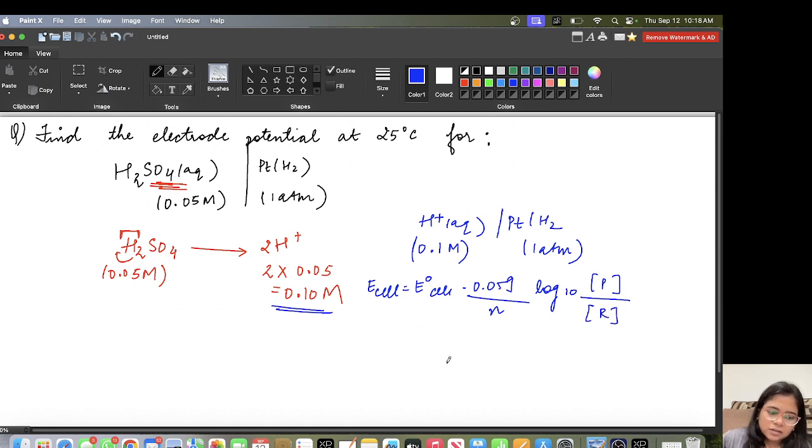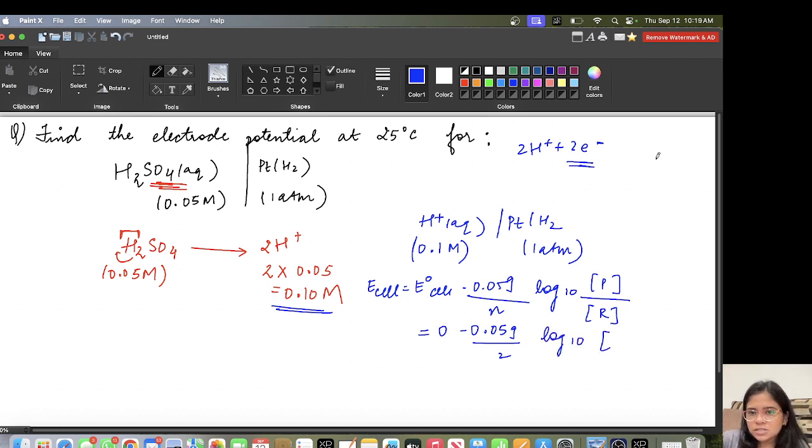Product by reactant. What was your n? The half-reaction is 2H+ plus 2 electrons, so n will be 2. E naught of cell will be 0, because it's a standard hydrogen electrode here. So E of cell will be equal to 0 minus 0.059 by 2 log base 10.